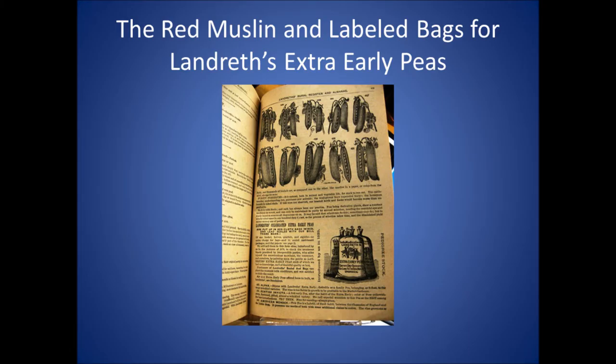The pea and the spinach seeds, moreover, were shipped in respectively red and blue muslin bags. Here's an example of one. Landreth celebrated extra early peas. Landreth is labeled on the bag. And the wheat in white duck bags. All were fastened, as the catalog said, with "wire and lead seal, bearing the stamp Landreth Philadelphia trademark."